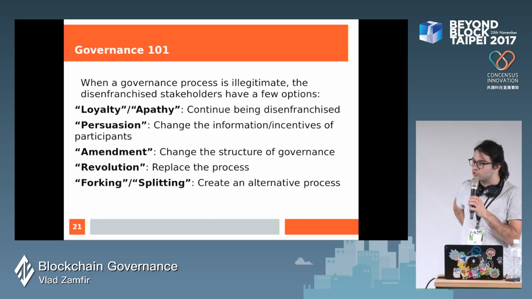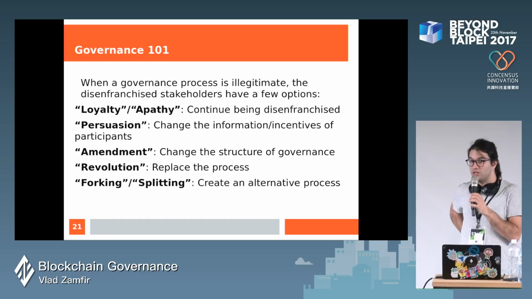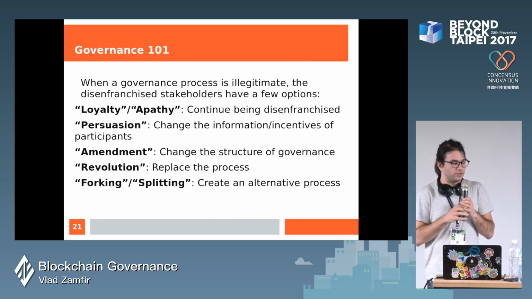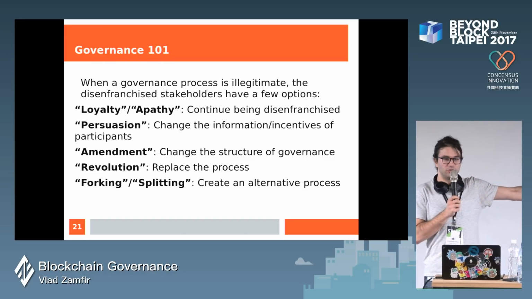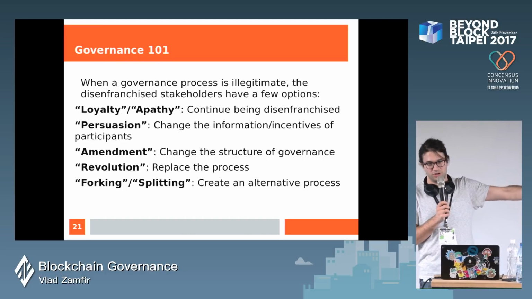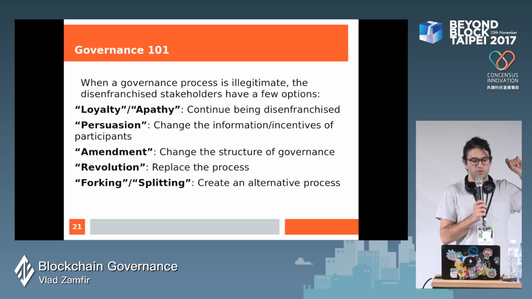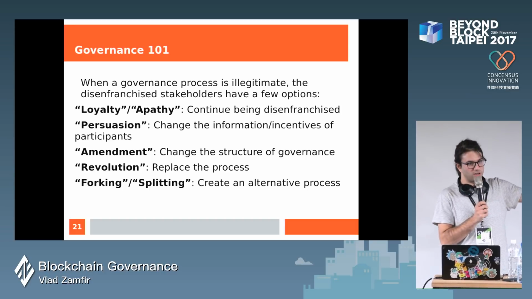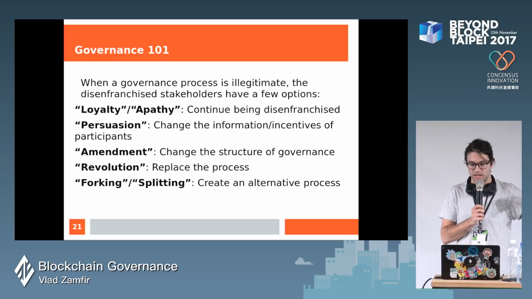You can try to change the structure of the governance process, either by changing the internal or external structure. You can revolt, right? You can try to replace the process wholesale, and basically say, okay, here's an alternative, or this process isn't legitimate. We're not going to use it anymore. Let's try to pick another one and use that.